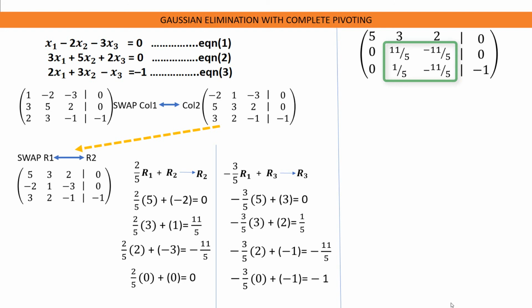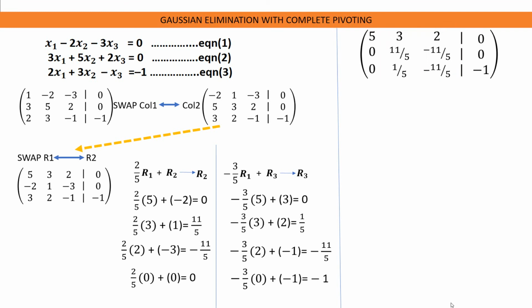11 over 5 is the highest number in magnitude over here. So we are going to maintain this matrix. We are not going to do any swapping. But assuming, let's say, this side was negative 6, then negative 6 would have been our highest value in magnitude over here. We would have found a way to make negative 6 become our pivot element by swapping column 2 and column 3. But that is not the case.